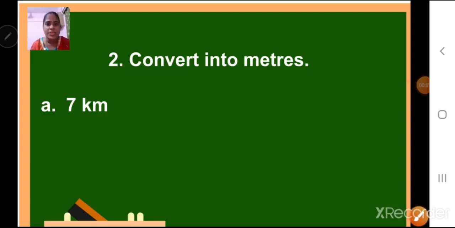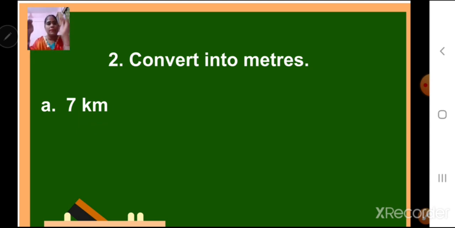Children, next question is question number 2. Convert into meters. Now you are going to take out your notebook, classwork. In that we are going to write. Okay. So write exercise 8.2, question number 2, and convert into meters. Write the first question, 7 kilometers. Children, the question is given in 7 kilometers. We have to convert kilometer into meter.